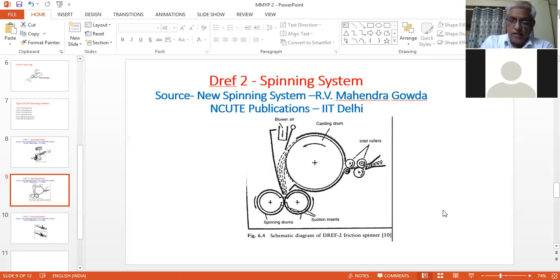So due to these limitations, another system, the DREF 3 spinning system, was devised and introduced, which we will study next time. In that, a core spun yarn structure is formed, and in the core you can have a different material, a different filament.